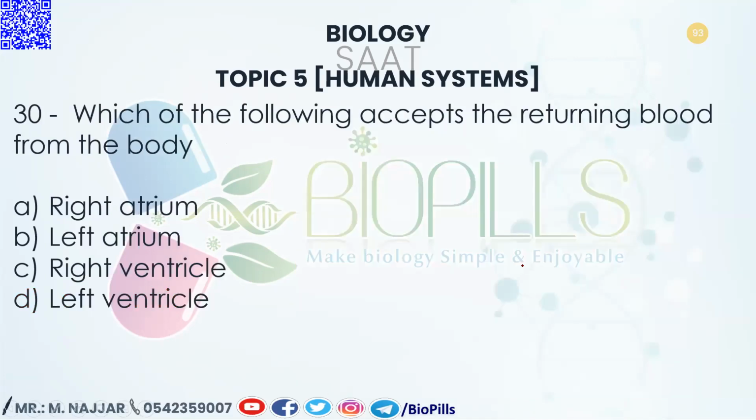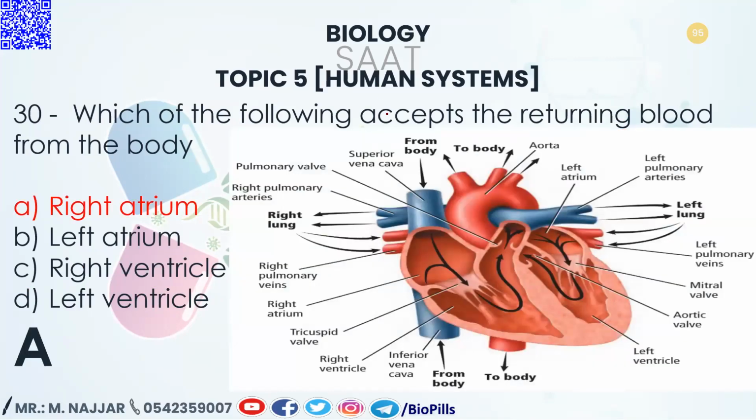Question number 30. Which of the following accepts the returning blood from the body? Returning blood from the body. A. Right atrium, B. Left atrium, C. Right ventricle, D. Left ventricle. The correct answer is B. Left atrium. If you are looking here, we have atria and we have ventricles. The atria receive blood, both right and left. And the right ventricle and the left ventricle are pumping, pushing the blood away from the heart. That's why.